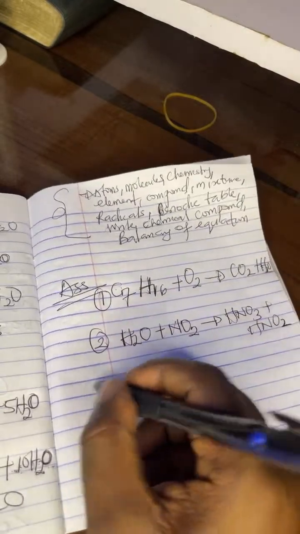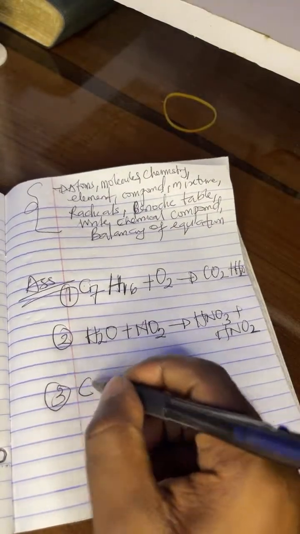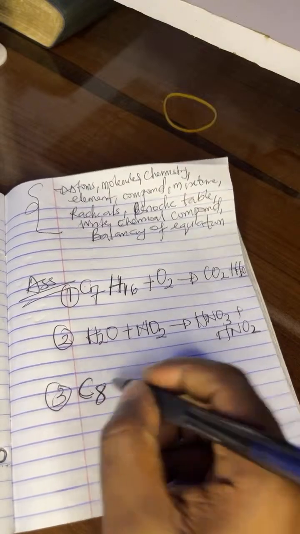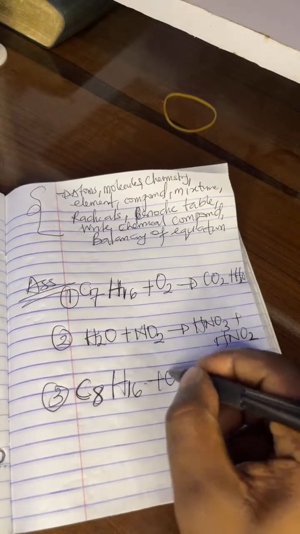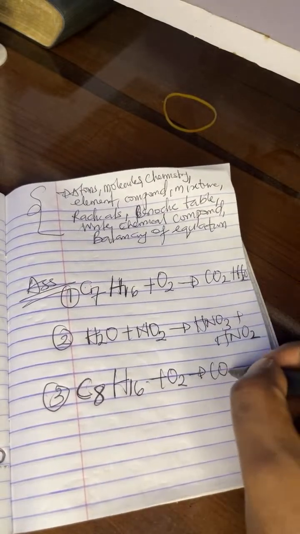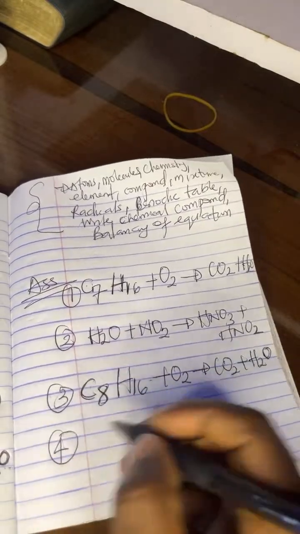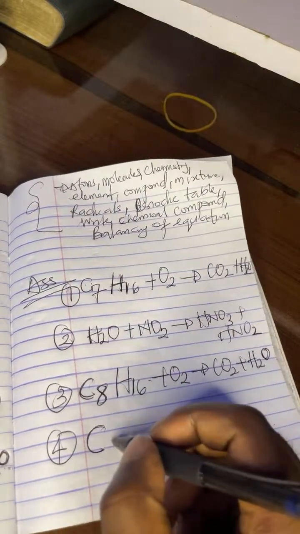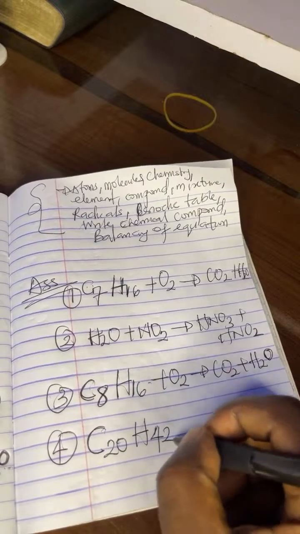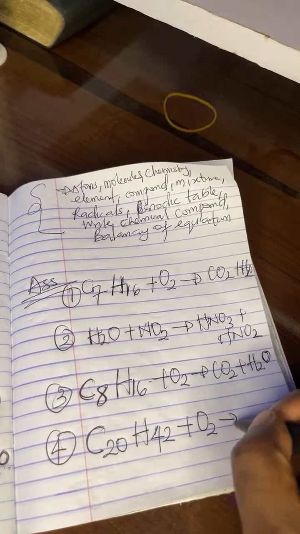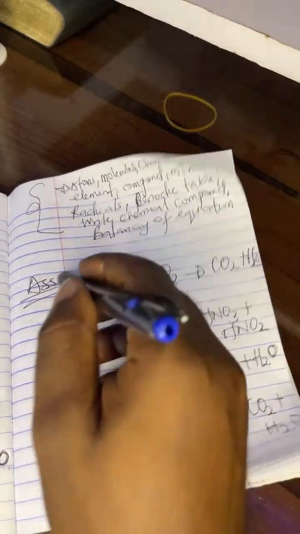Balance it. Number 3, how do you balance C8H16 plus oxygen to give CO2 plus H2O? Number 4, C20H42 plus oxygen to give CO2 plus H2O. So these are the assignments.